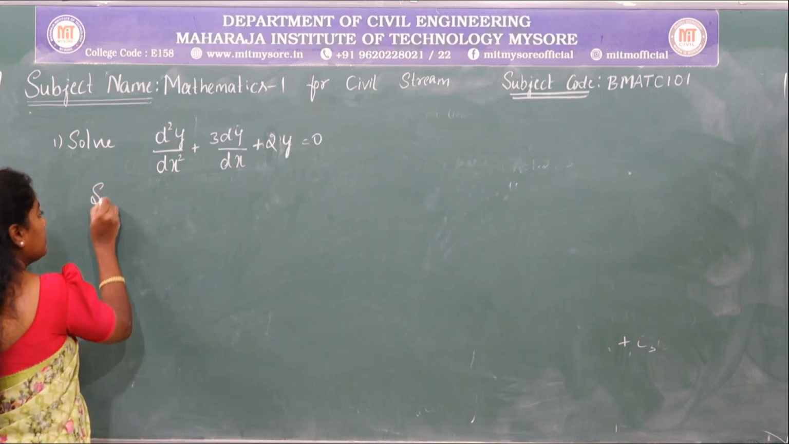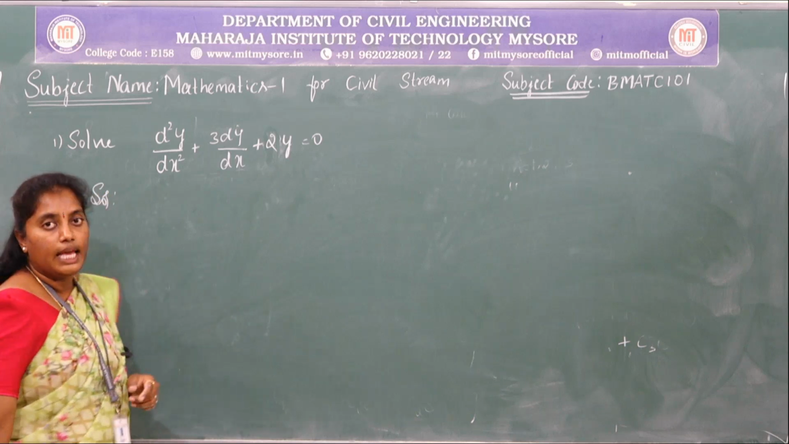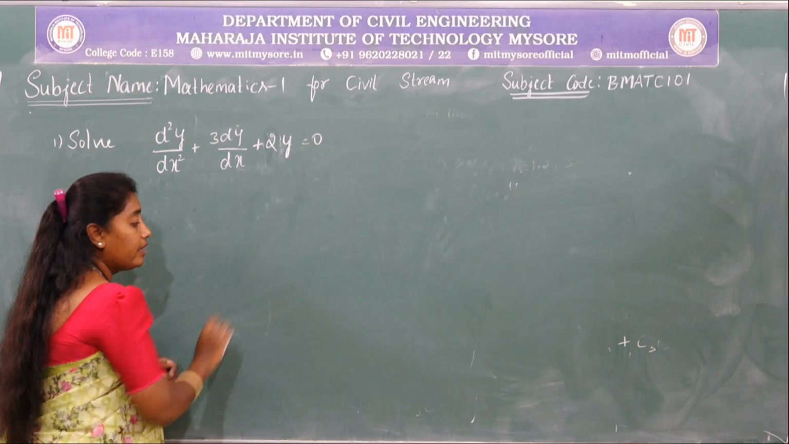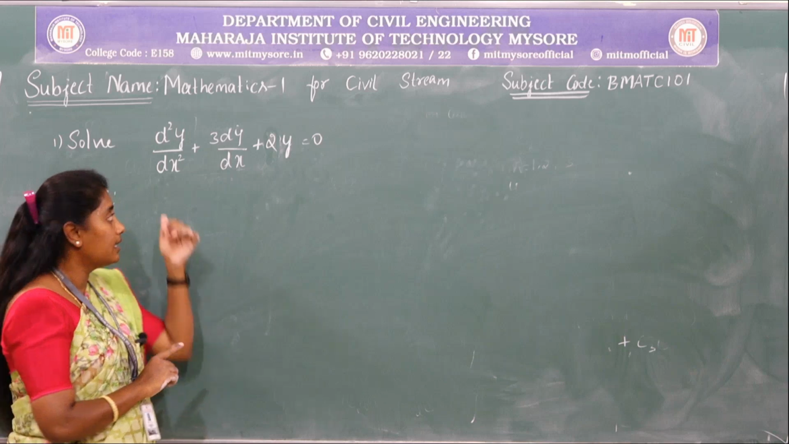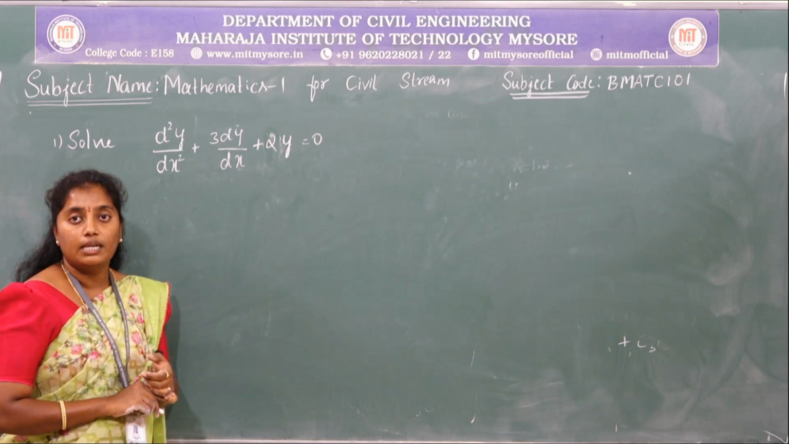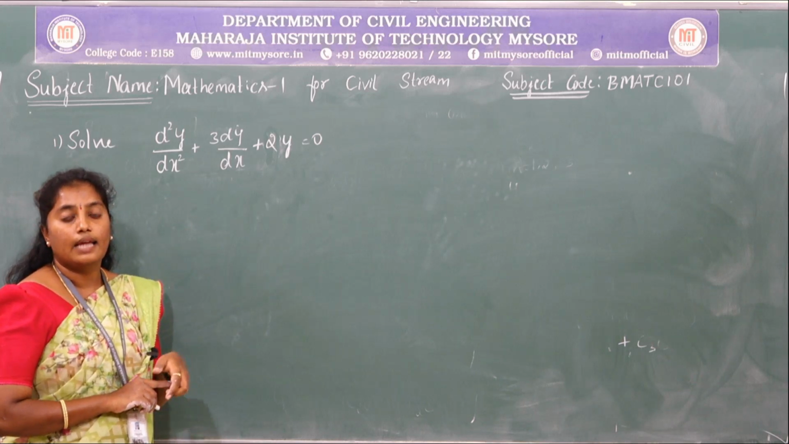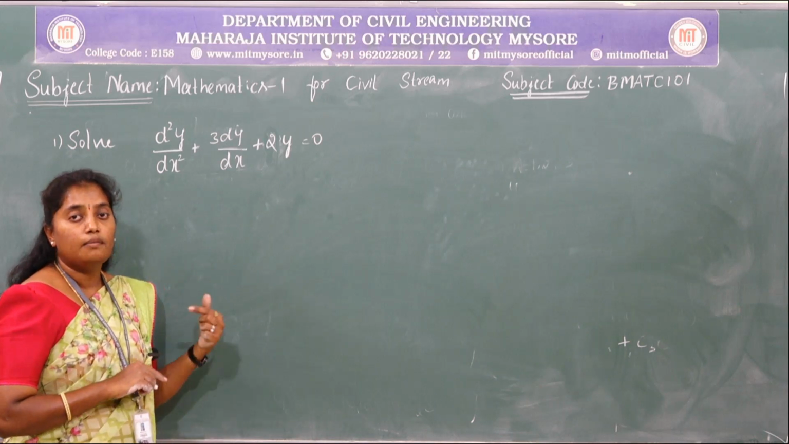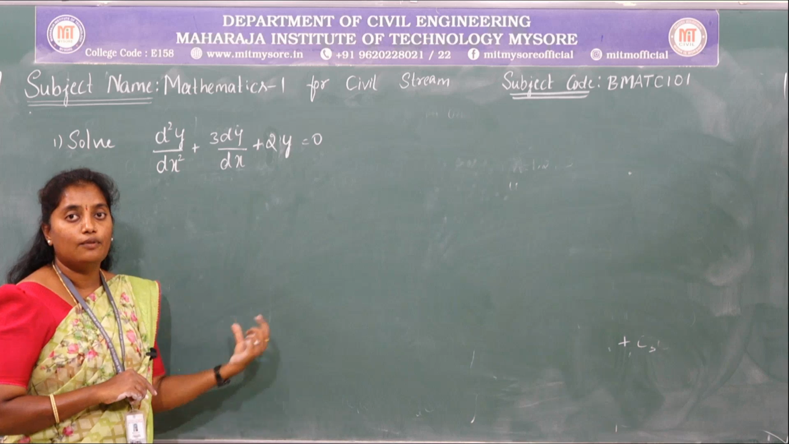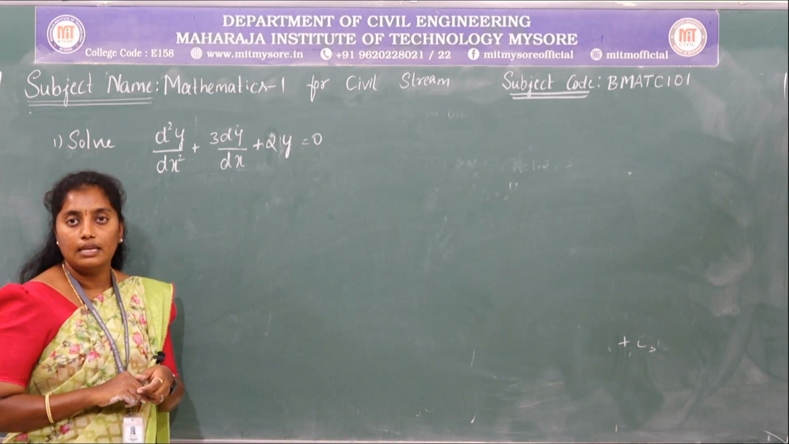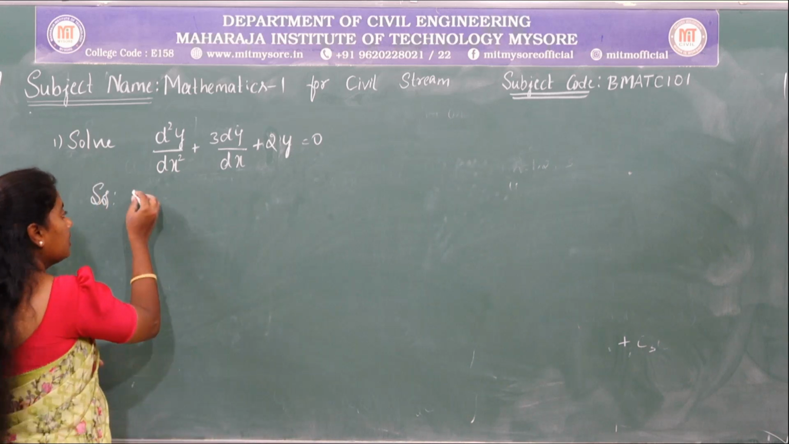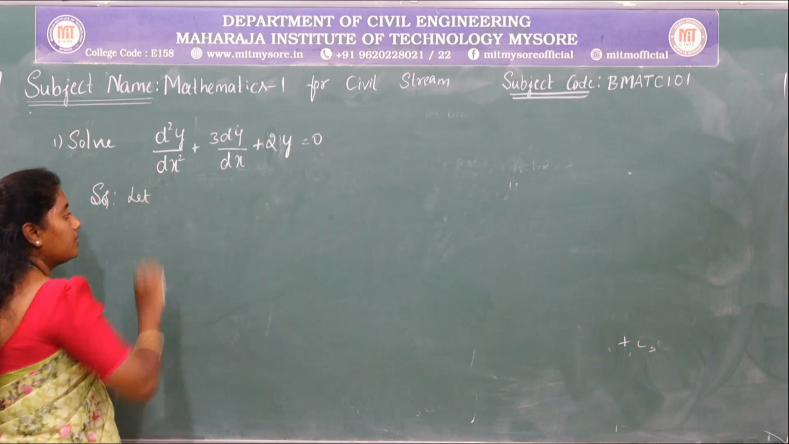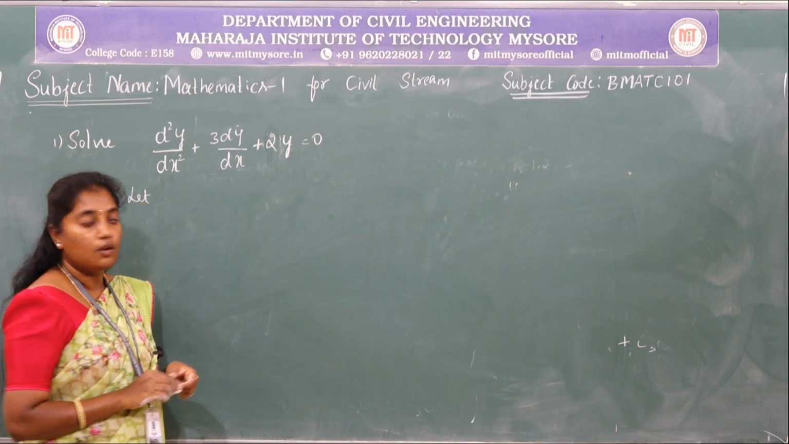While solving the problem, as I already explained, what is the procedure? First step, we have to write the given equation in the differential operator form, then we write its auxiliary equation, then we find the roots of the equation. Based on the obtained roots, we write the solution of the complementary function. So, let us write the given differential equation in the differential operator form.